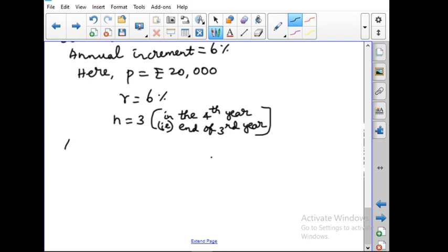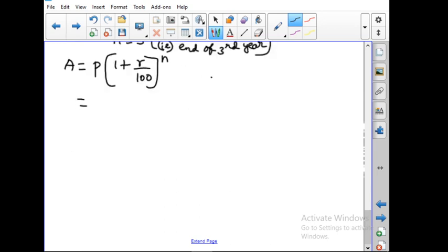So already in the lower class we have studied the formula A equal to P into (1 plus R by 100) whole power n. Here you have to substitute the values. P is what here? 20,000 into 1 plus R is what here? 6. So 6 by 100. N will be here 3.